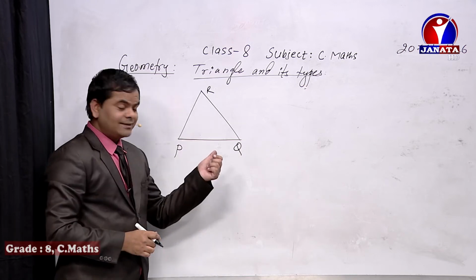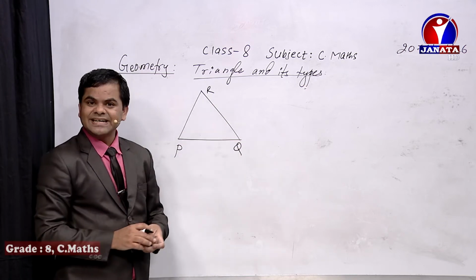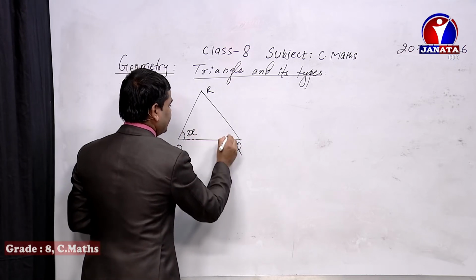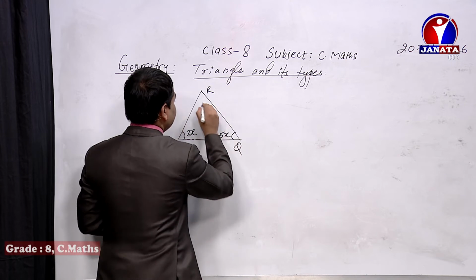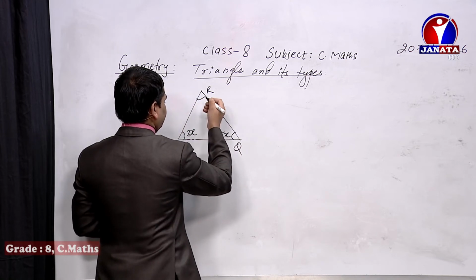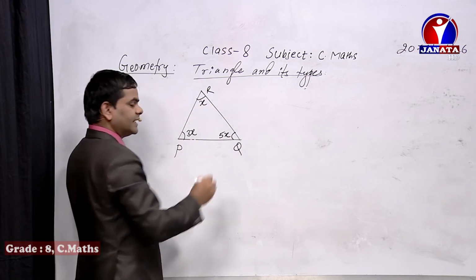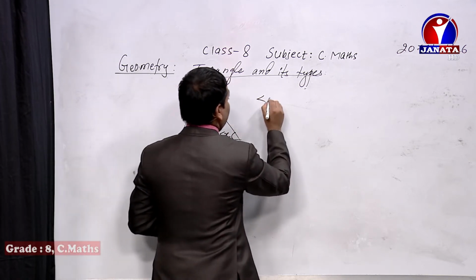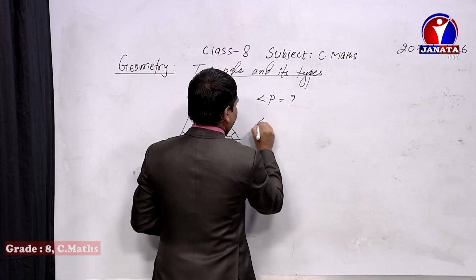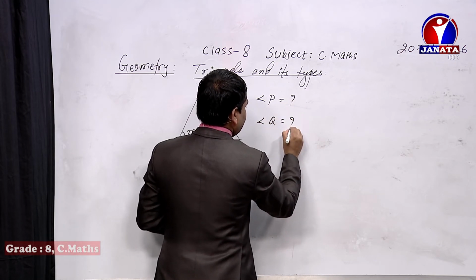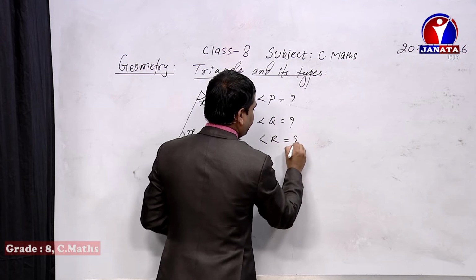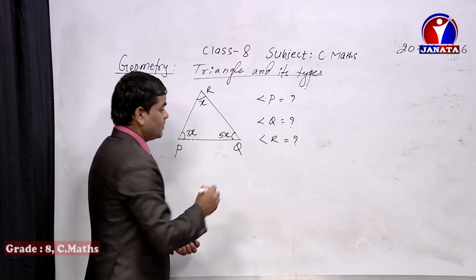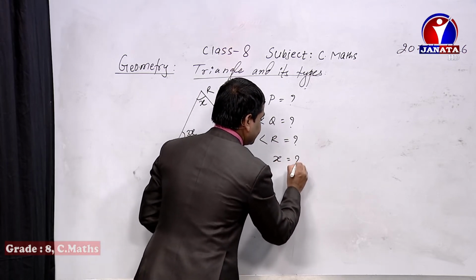Of course, we know that the sum of angles of a triangle is 180 degrees. Now, for example, here is given 3x, here is given 5x, and here is given x. Now, the question may ask you to find the measurement of angle P, angle Q, and angle R separately, or the question may ask you to find the value of x.